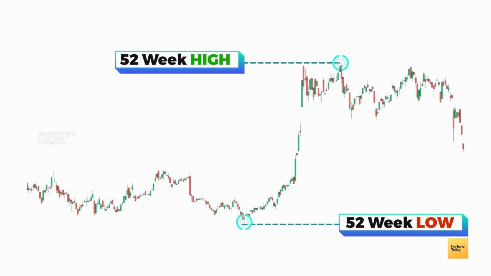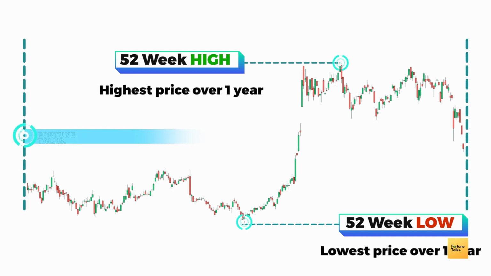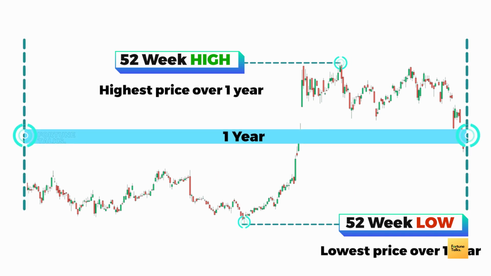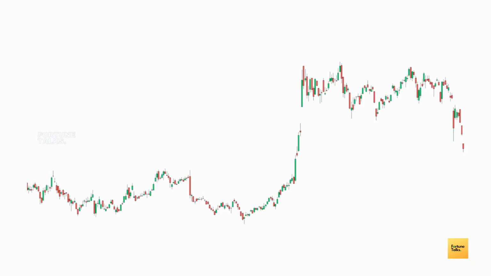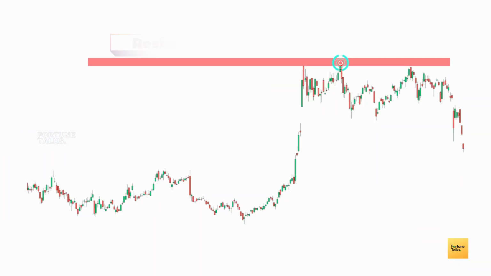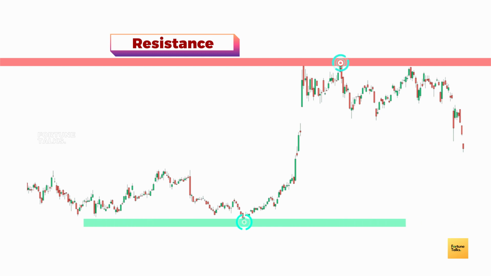The 52-week high or low is the highest and lowest price at which a stock or a security has traded during the time period of 1 year. Typically, the 52-week high represents a resistance level, while the 52-week low is a support level.